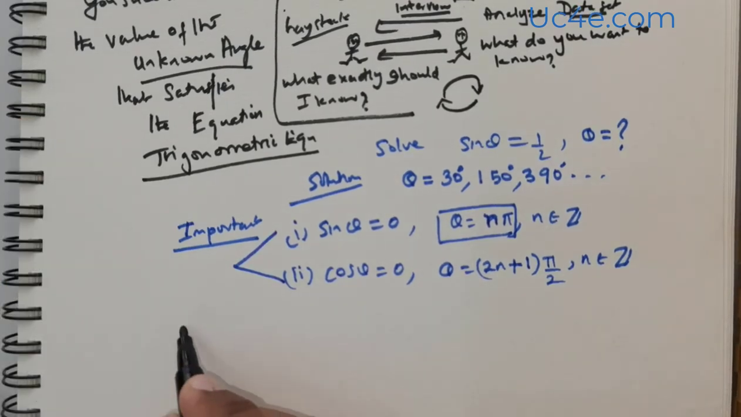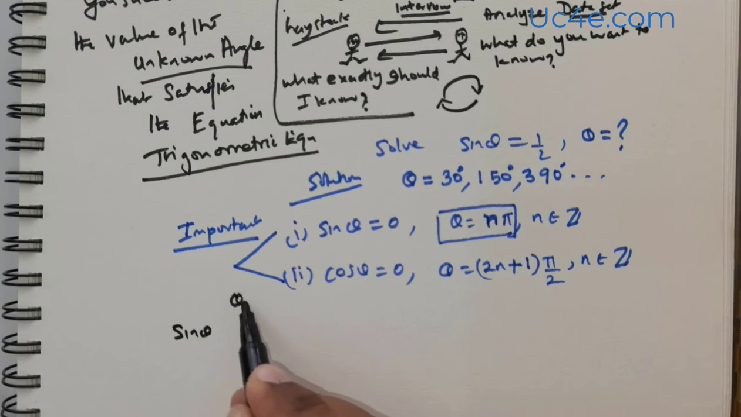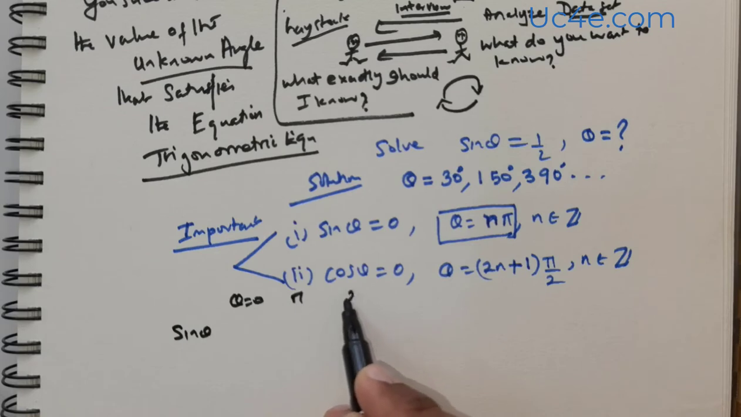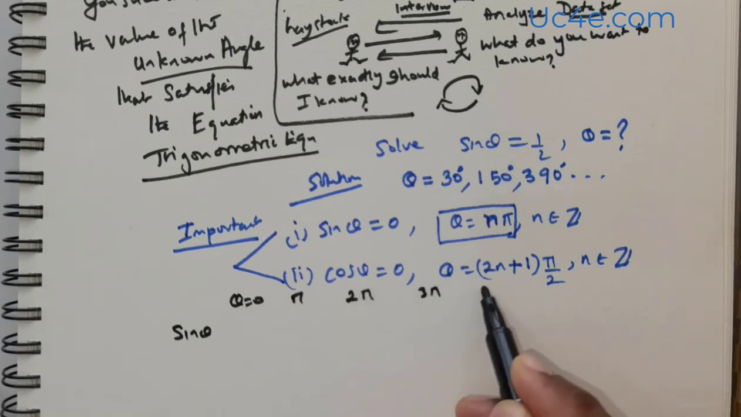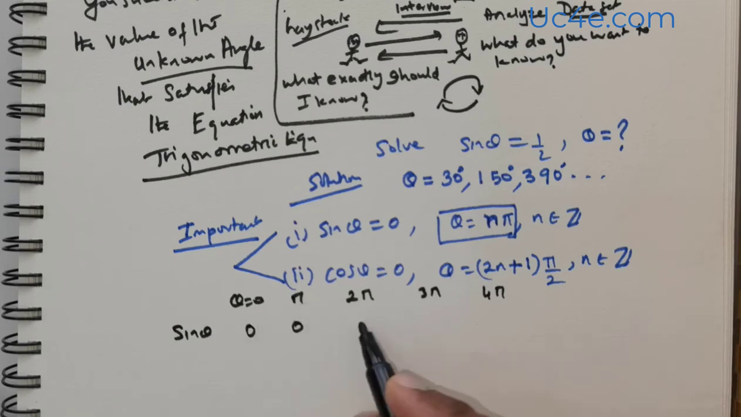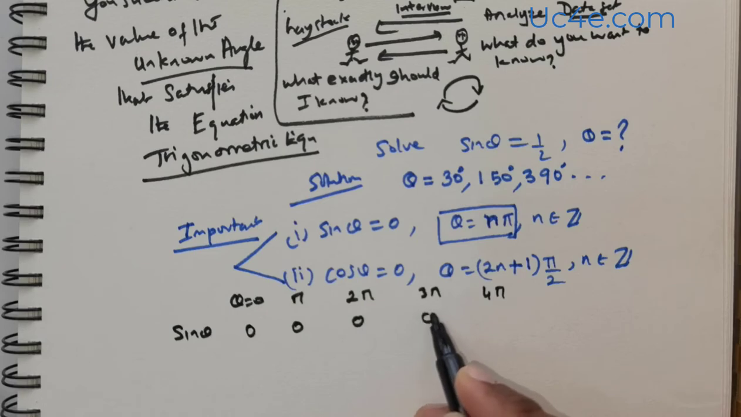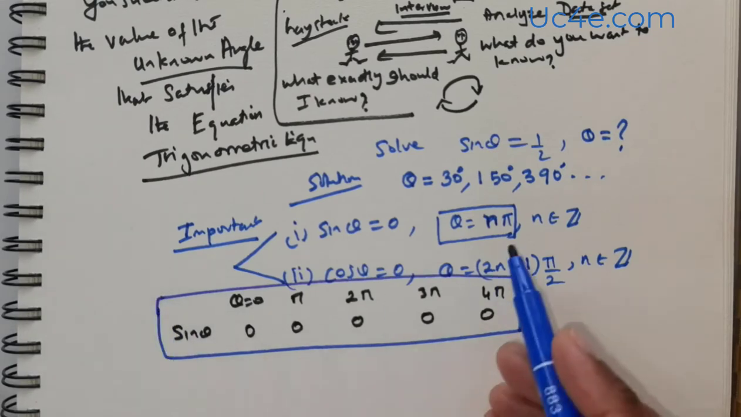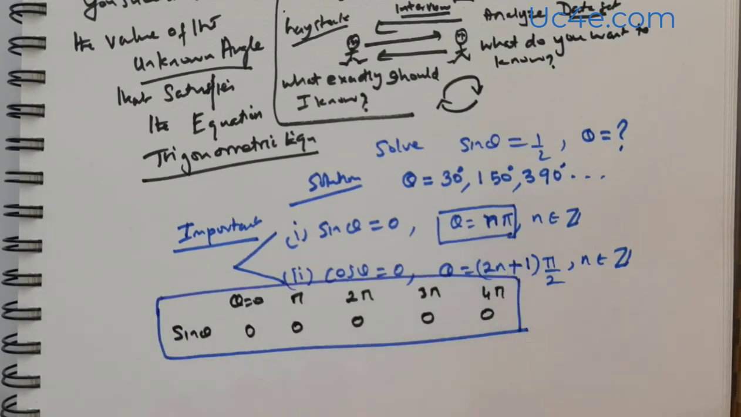So if you were to list out the values for sine theta, with theta being equal to 0, pi, 2 pi, 3 pi, 4 pi, and so on and so forth, sine is going to be producing 0 here. Sine pi is going to be 0, sine 2 pi is going to be 0, sine 3 pi is going to be 0, sine 4 pi is going to be equal to 0, and so on and so forth. So this is for sine. So that's the reason I have just placed theta is equal to n times pi.